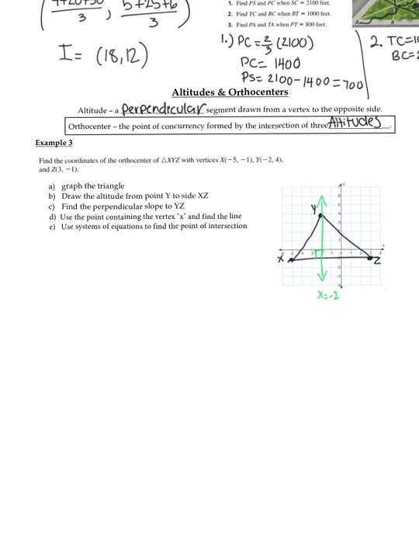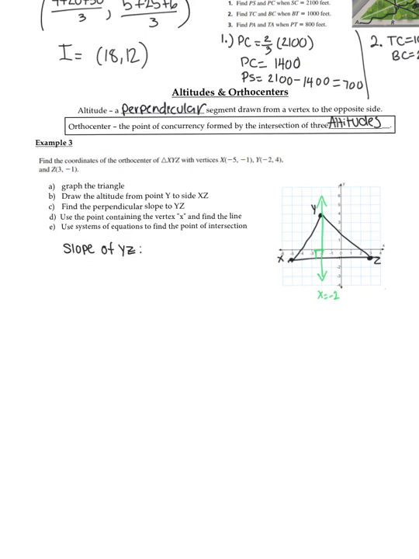So what you would need to do is find the slope of YZ, and then find the slope that's perpendicular to that, since we know that the line is perpendicular, and then use the point X in order to plug it into point slope form. So I'll kind of walk you through this.